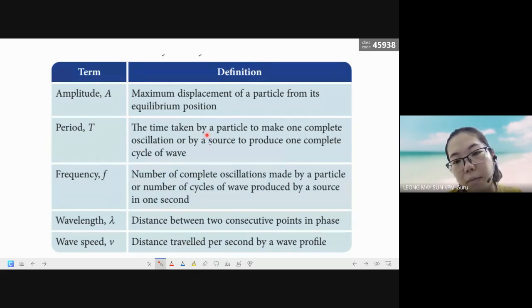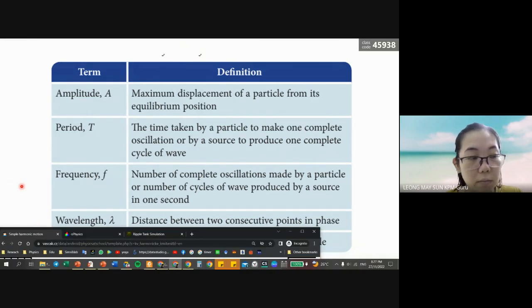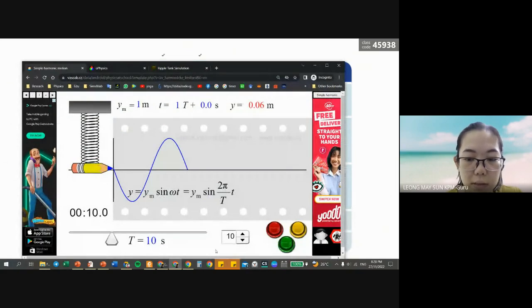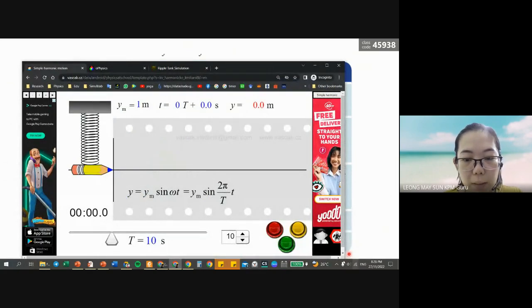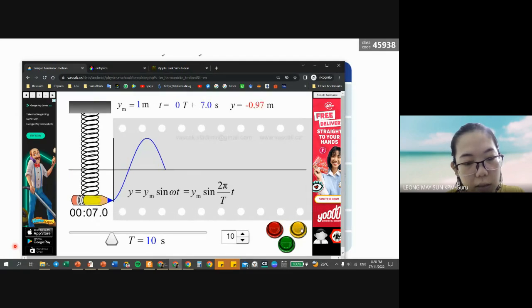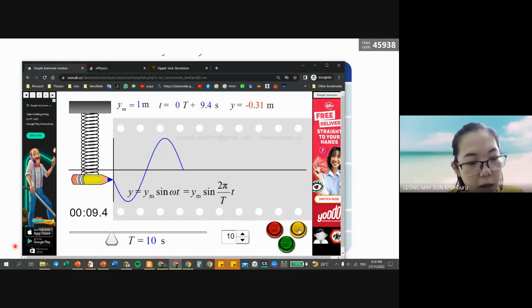Period is the time taken for a particle to make one complete oscillation or a source to produce one complete cycle of wave. Meaning, again, back to the simulation. I'm just going to manually count this. For it to take one complete oscillation, I play this: 1, 2, 3, 4, 5, 6, 7, 8, 9, 10.